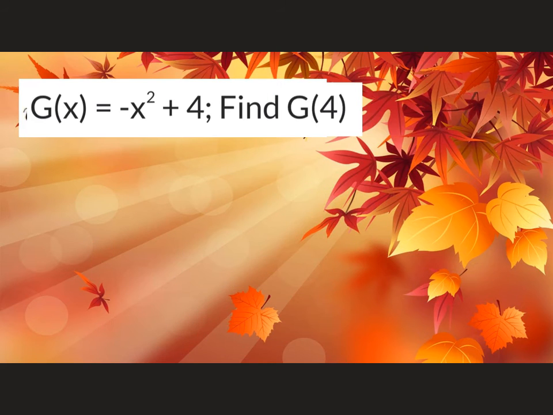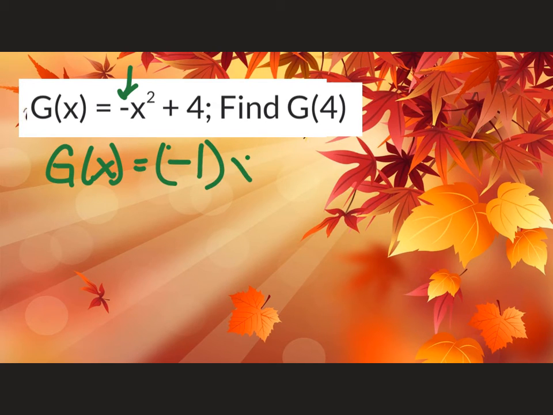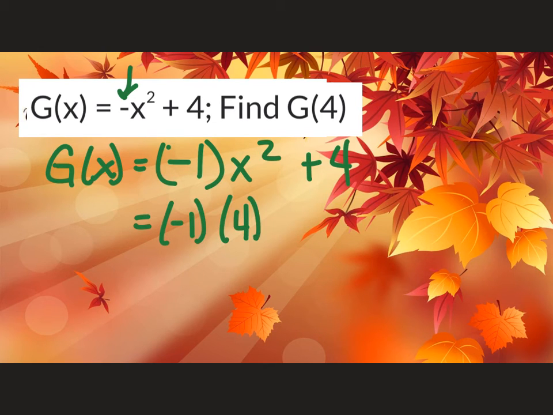All right, now a little bit different. Because of this negative that's already in our equation, and I want to talk about what that means. For this one, it's almost like having a negative 1 hanging out front of the x squared. So when we do our substitution, that negative is still going to hang out there, so we're squaring the 4, so it's going to be 4 squared, and then plus 4.